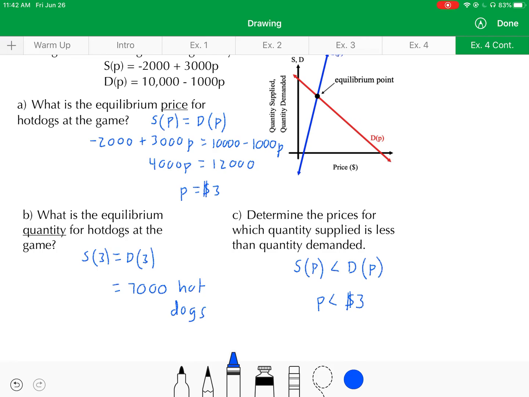All right, so think about what that means in the context of this situation. Your quantity supplied is less than your quantity demanded for any prices less than $3. So basically, we're saying don't sell these for any more than $3. Otherwise, you're going to have extra left over. Okay.